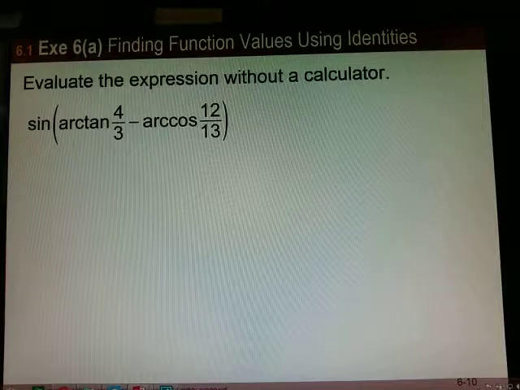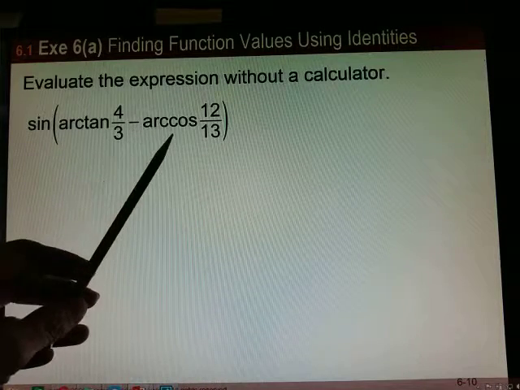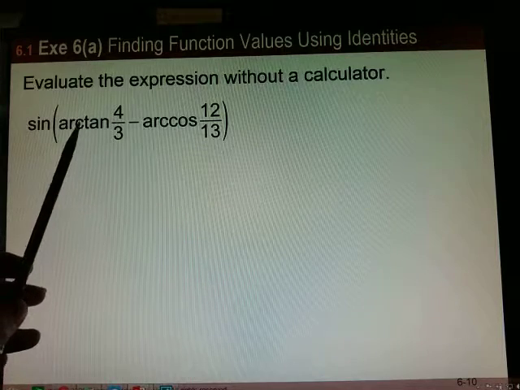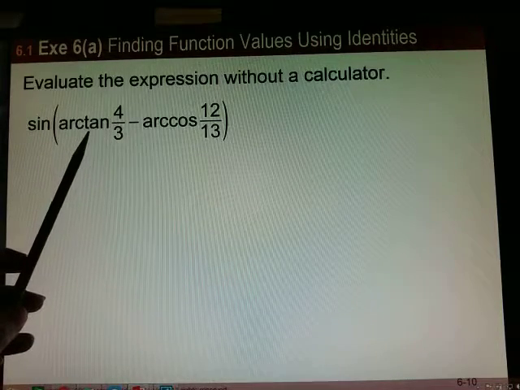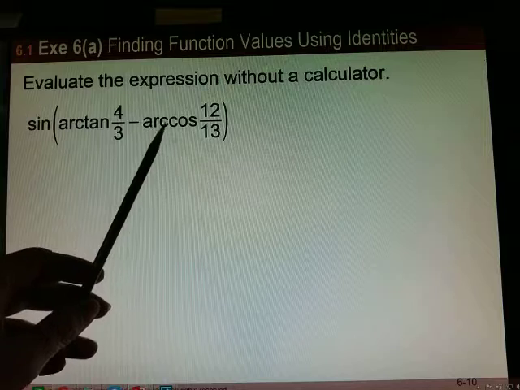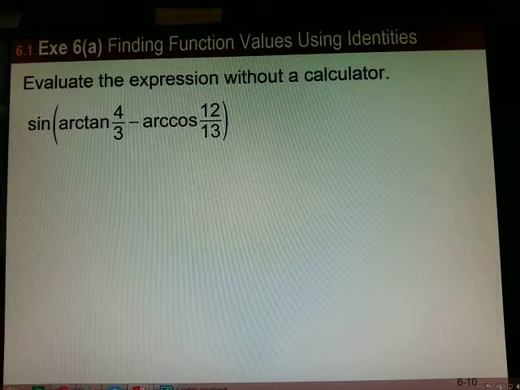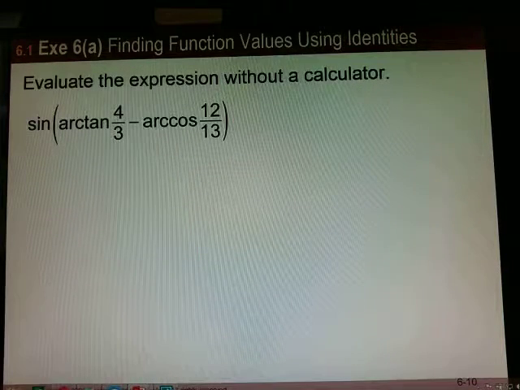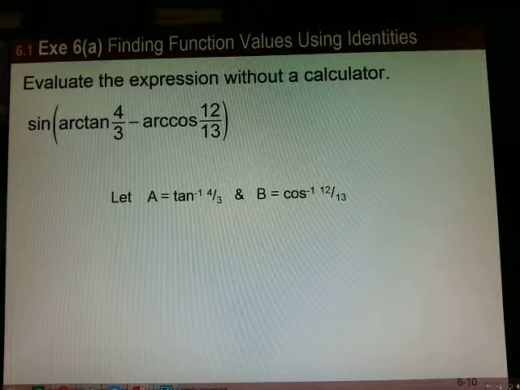This time I want to find the sine of some angle minus another angle. These are two different angles. Now for this angle, the tangent of it happens to be 4/3. The cosine of the second angle happens to be 12/13. So again, I'm looking for the sine of an angle minus some other angle. And I know it's kind of a little bit weird.